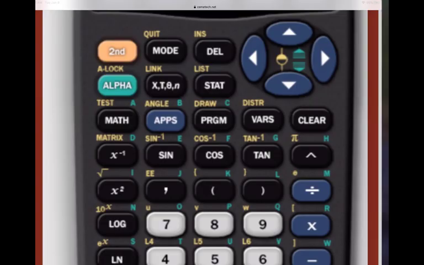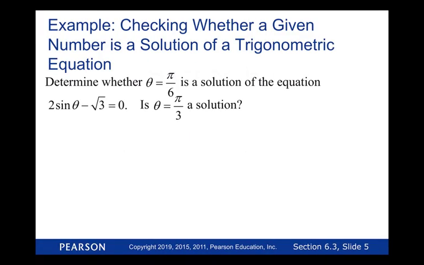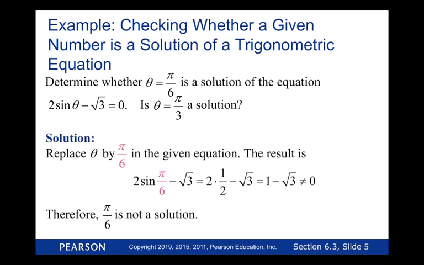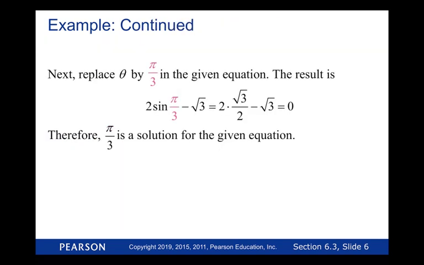Okay, give me just a moment. Let's make sure that this actually worked. The first one should be no, so pi over 6 is not a solution. And the second one should be yes, therefore pi over 3 is a solution.